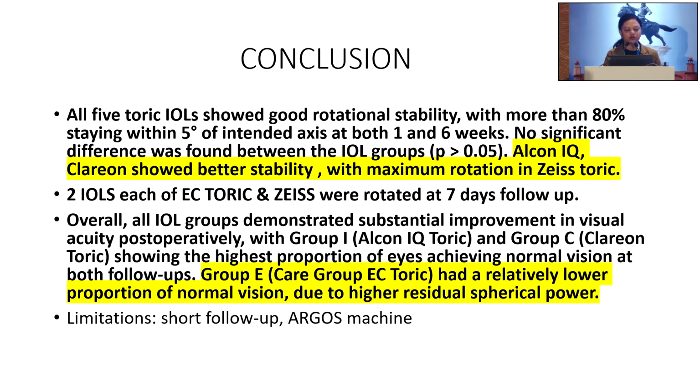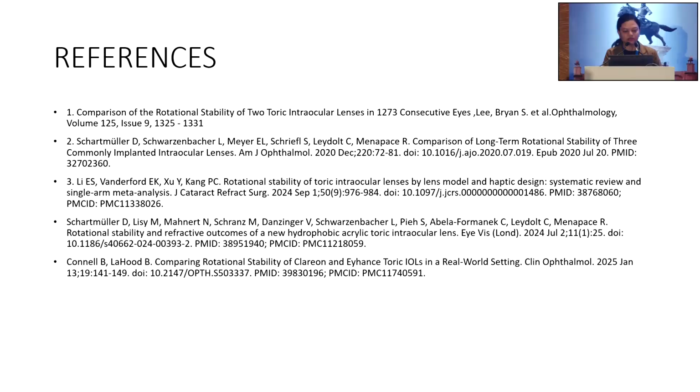Overall, all IOL groups demonstrated substantial improvement in visual acuity postoperatively, with group I and C showing the highest proportion of eyes achieving normal vision at both follow-ups, and group E had a relatively lower proportion of normal vision due to higher residual spherical power. The limitations of our study were a short follow-up and using an Argus machine, which is an Alcon machine, so maybe it has given a good reading for Alcon IOLs. Thank you. These are my references.